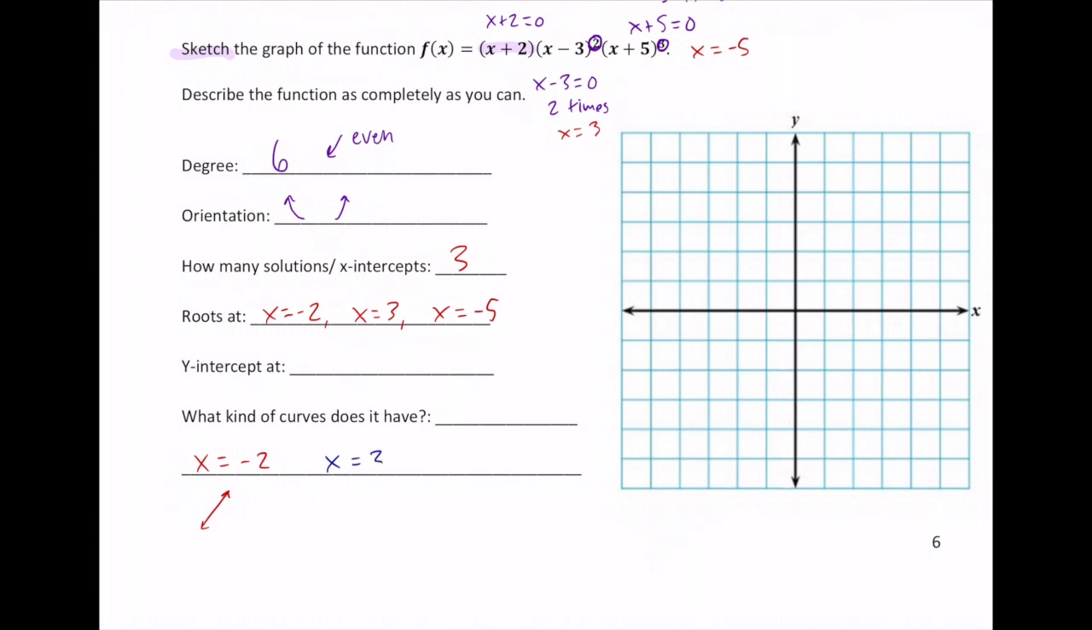x equals 3. We have a multiplicity of 2 here because we have that exponent of 2. We saw that answer 2 times. That means we have a multiplicity of 2. When we have a multiplicity of 2, that's when our graph will bounce. So it's going to resemble that shape.